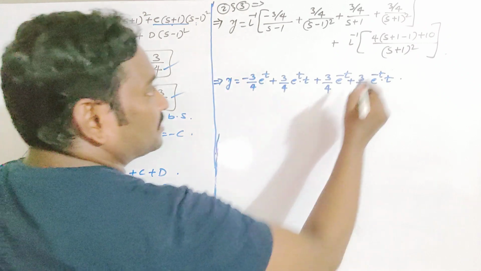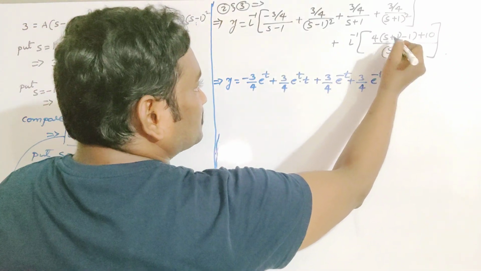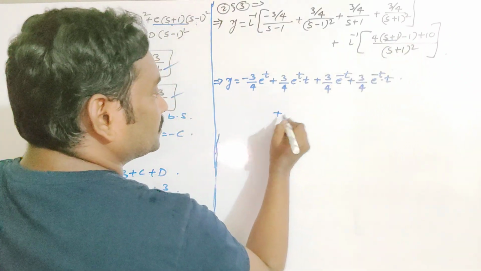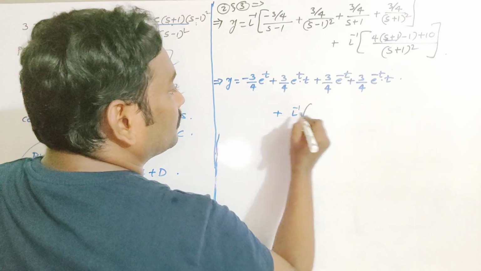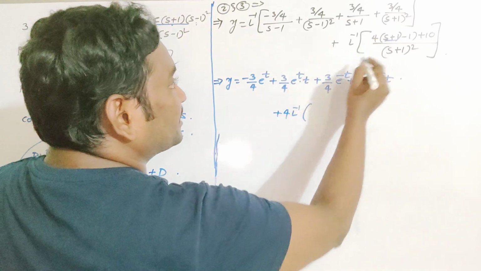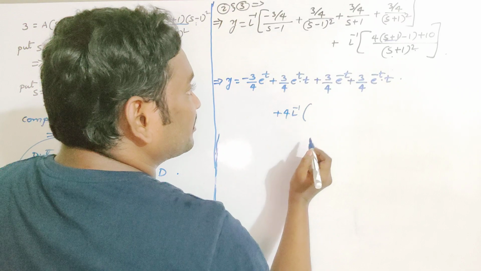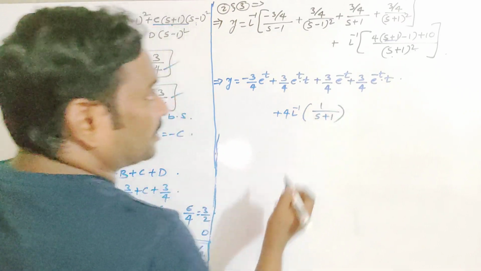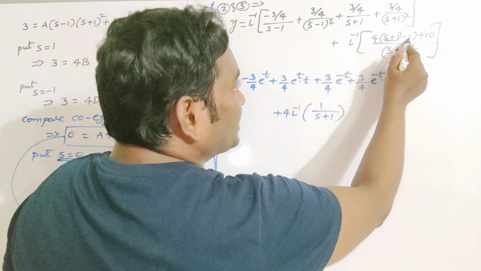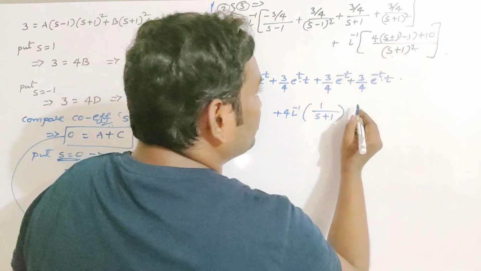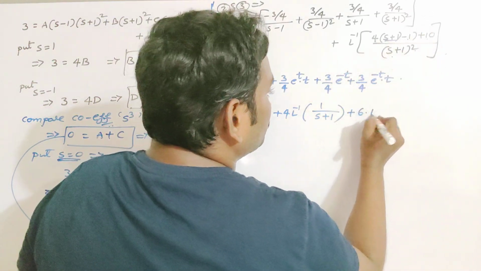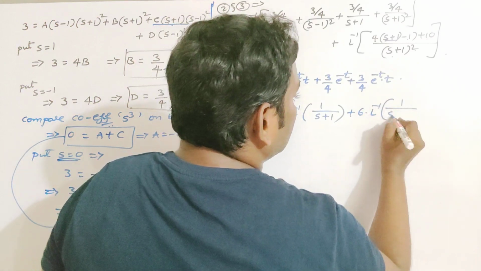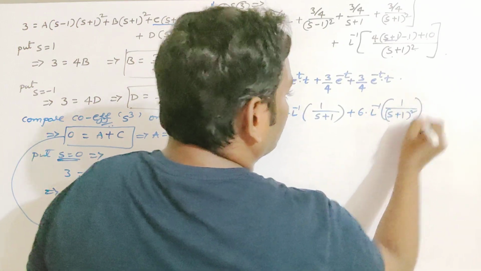And here you can separate the terms here. L inverse of 4 is the constant term right outside, s plus 1 by s plus 1 whole square, it would be 1 by s plus 1 only. Okay, and 4 into minus 1, minus 4 plus 10, it would be positive 6 into L inverse of 1 by s plus 1 whole square.